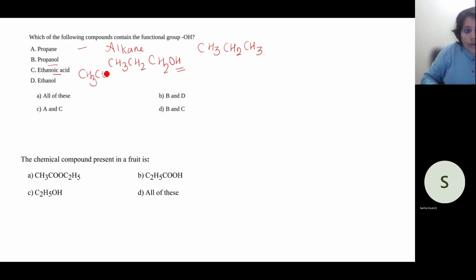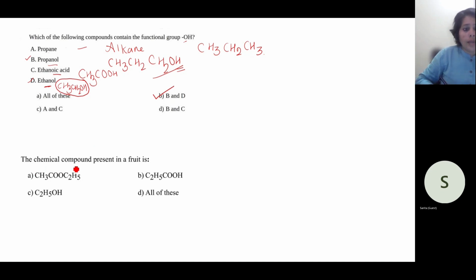CH3COOH. Next, ethanol, CH3CH2OH. So the OH group is present in propanol and it is present in ethanol also. So the answer is B and D. This is the answer.